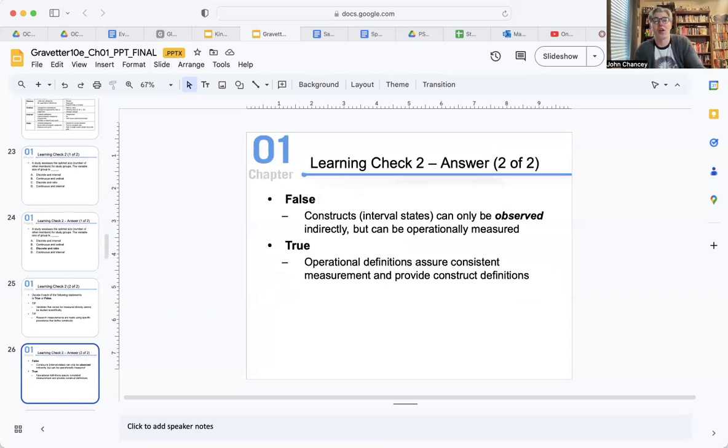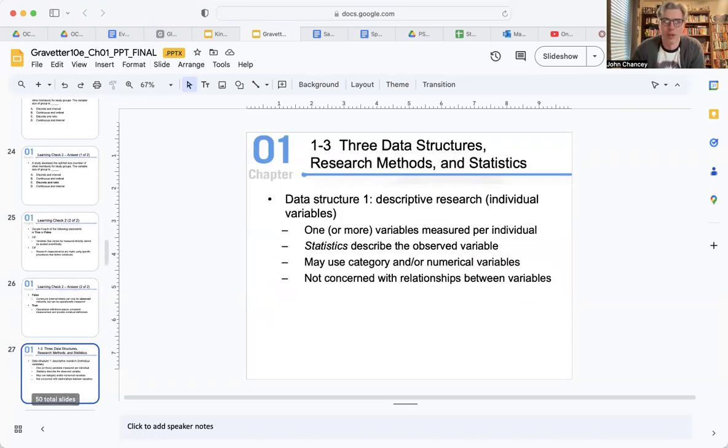First one is false. Constructs or internal states can be observed indirectly, and can be operationally measured. And then true, operational definitions assure consistent measurement and provide construct definitions. Awesome. Hopefully you're doing well on these as we go along.